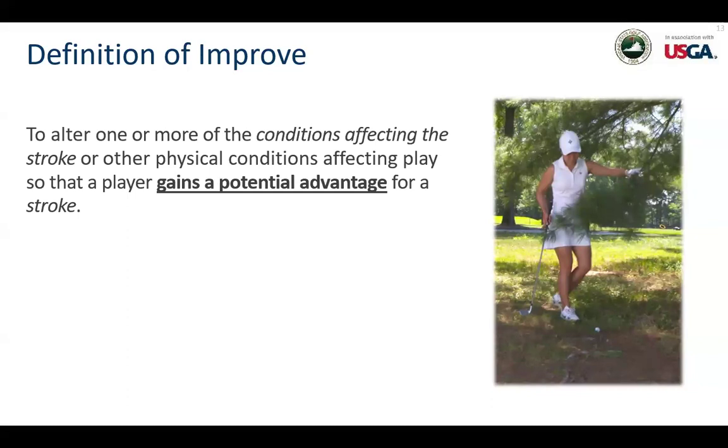So the example that I always like to give: I've got a divot in front of my ball that lies 250 yards away from the hole. I'm using a 3-wood, I'm a decent golfer. I'm going to take a full swing with a 3-wood. I go replace the divot that's 5 yards in front of my ball. Well, in that case, I have not gained a potential advantage because one way or the other, my ball is going to go well past that divot, and whether or not I improve that divot has no impact on that next shot. So I did not gain a potential advantage for that next shot.